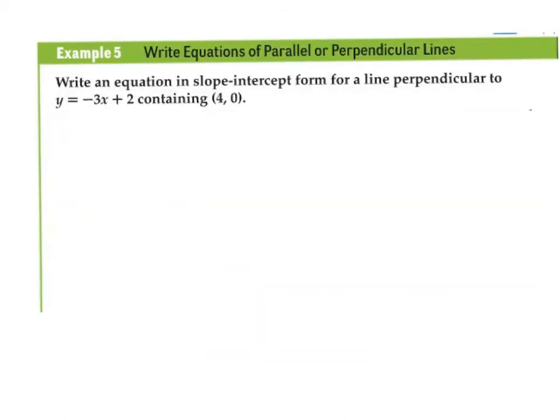Let's look at equations of parallel and perpendicular lines. Write an equation in slope-intercept form for a line perpendicular to y equals negative 3x plus 2 and contains the point (4, 0). Well, in order to be perpendicular, we have to make sure that the product of our two slopes is going to be -1. So we have to look at the negative reciprocal.